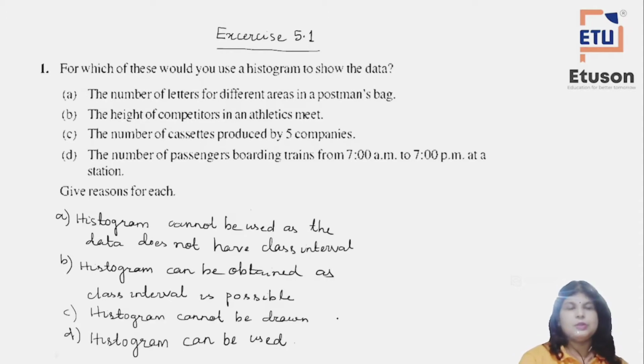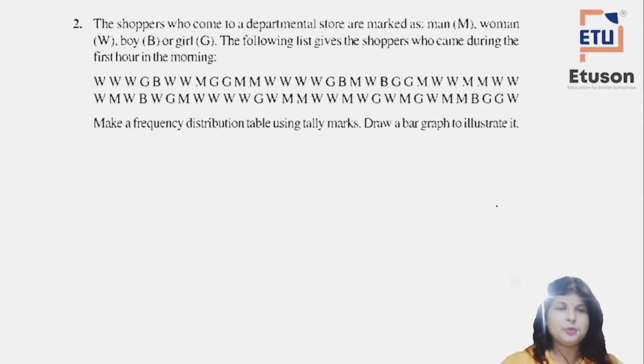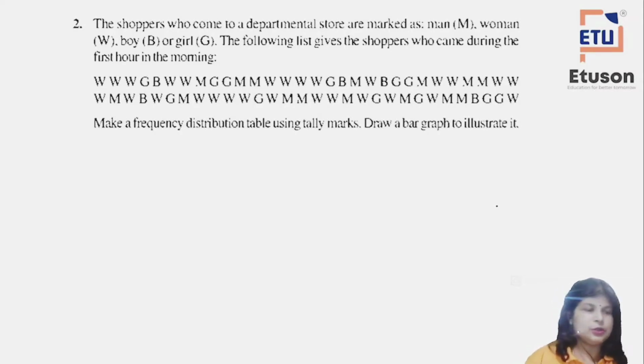Now let us go to the next question. The shoppers who came to a departmental store are marked as man, woman, boy or girl. The following list gives the shoppers who came during the first hour in the morning. That is W, W, and so on. W represents woman, G represents girl, B represents boy, and M represents man. Okay, so you have to make the frequency table for this.